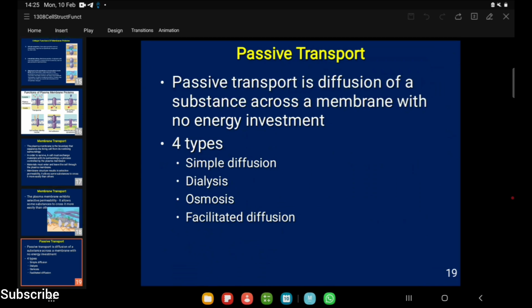Next is passive transport. Passive transport is diffusion of a substance across a membrane with no energy investment. There are four types of passive transport: simple diffusion, dialysis, osmosis, and facilitated diffusion.